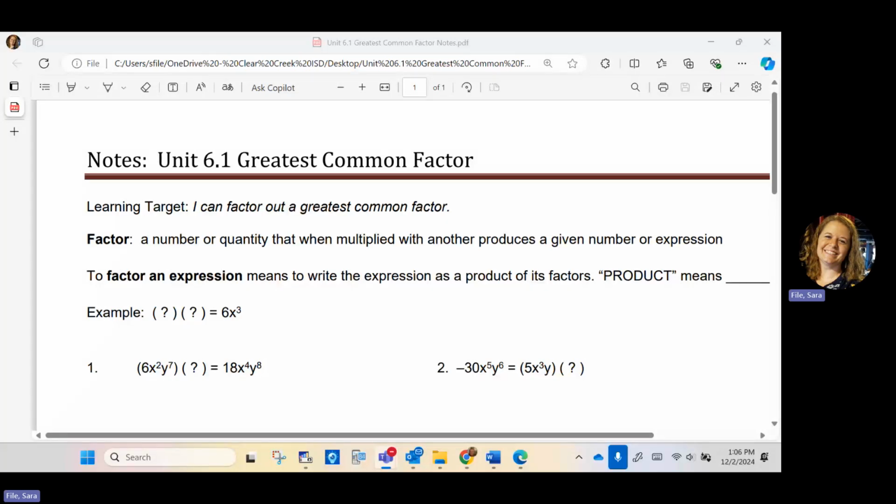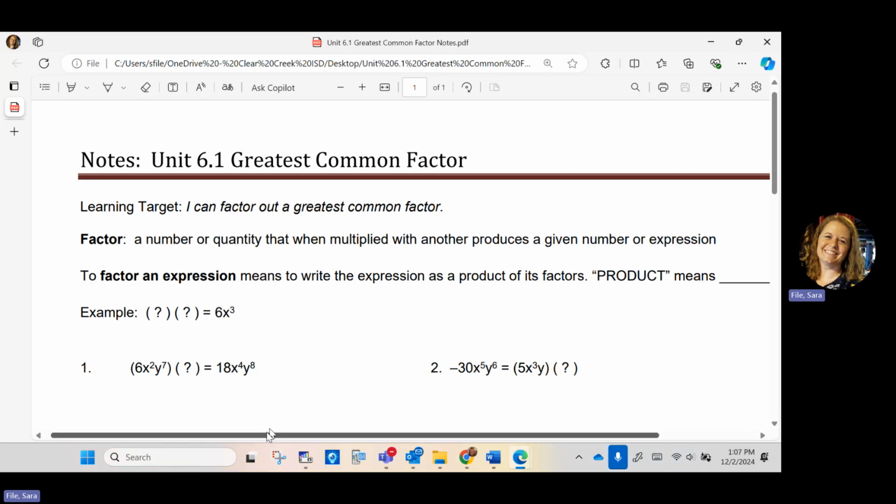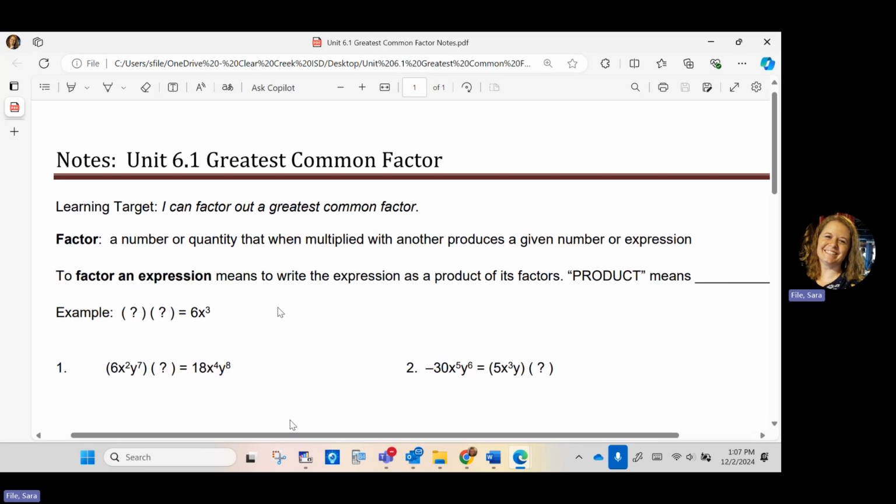Chapter 6 is all about factoring and solving quadratic equations. So we're going to start with 6.1 today, talking about the greatest common factor. Before we can do factoring with greatest common factor, we have to understand a few basic things, so we're going to refresh our math skills.